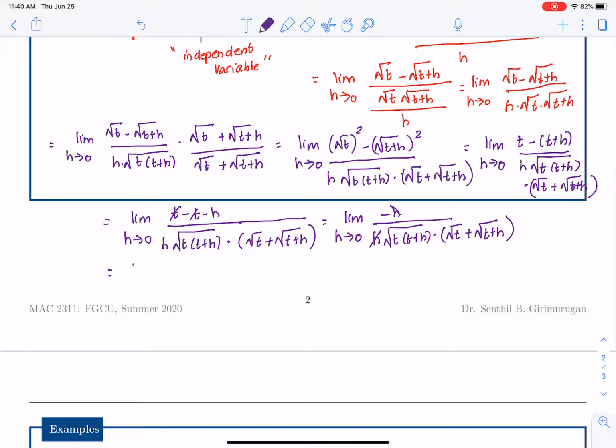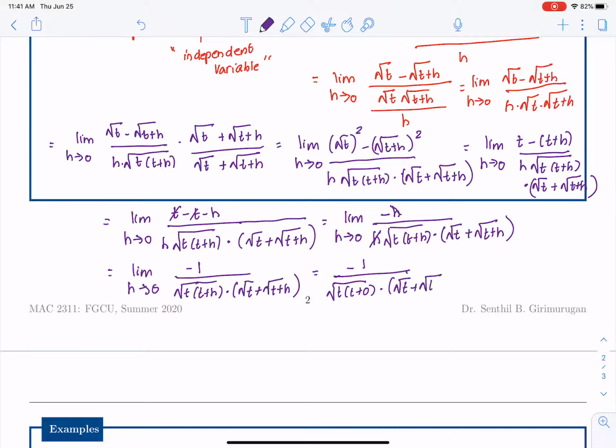We'll simply have limit h approaches 0, 1 over square root of t times t plus h times square root of t plus square root of t plus h. And there is a negative in the numerator. When I apply the limit, I have negative 1 over square root of t times t plus 0 times square root of t plus square root of t plus 0, which is negative 1 divided by square root of t times t multiplied by square root of t plus square root of t.